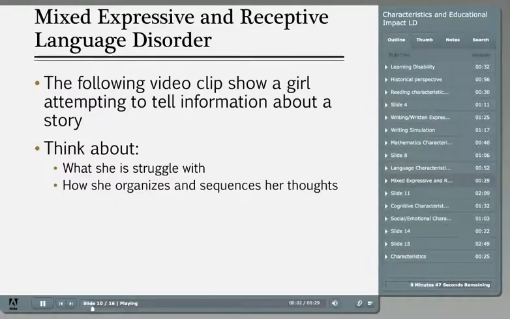The following video clip shows an 8-year-old with a mixed expressive and receptive language disorder. In this video clip, she is asked to tell information about a story that she just read. Think about what she is struggling with as you watch. For example, is she struggling to sequence sounds or produce sounds correctly? Is she struggling to put logical sentences together? Is she struggling to organize and sequence her thoughts about the story?